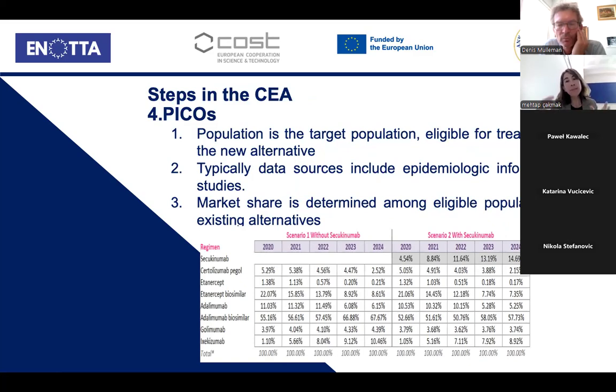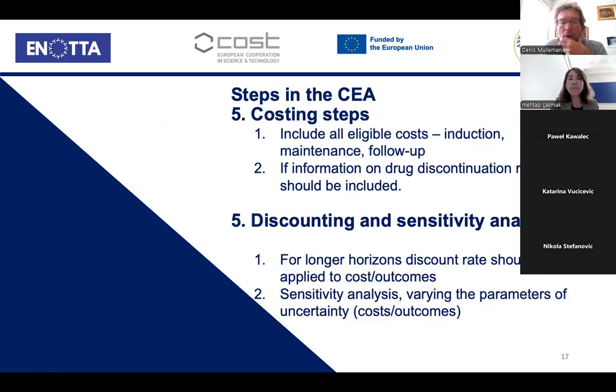Population is the target population. We should decide the eligible population for treatment with the new alternative for patients suffering from this disease. And we should have some data sources, especially for the epidemiologic nature of this disease, and market share should be determined among eligible populations and existing alternatives.